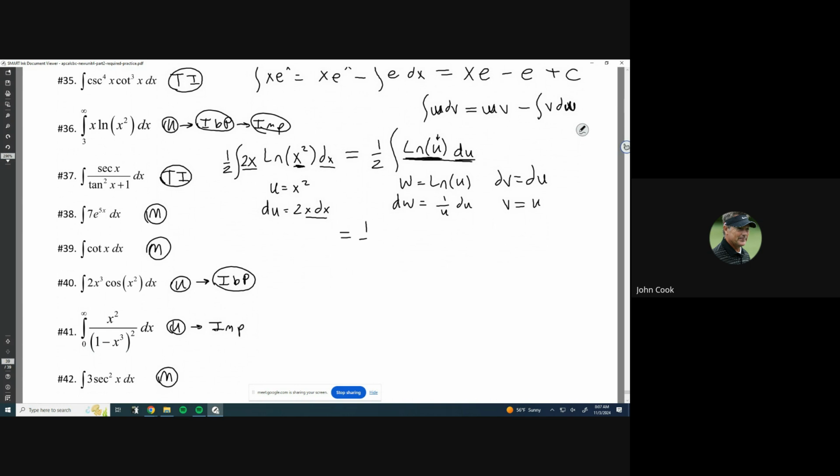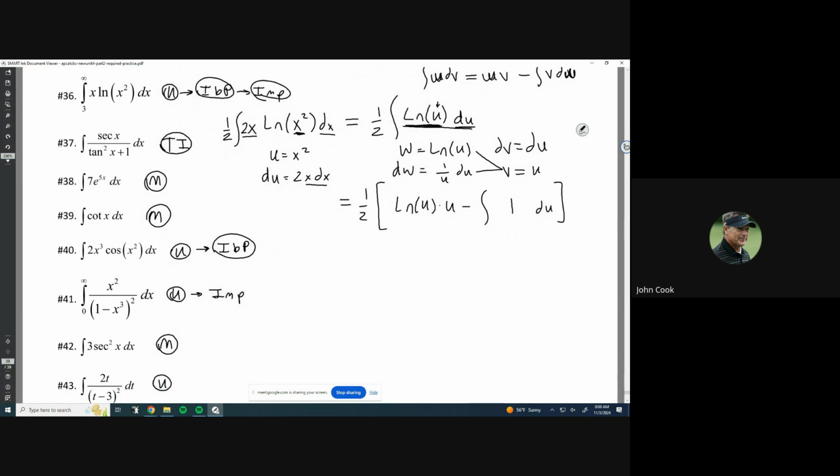It's going to be 1/2. And then let's see here. So it's going to be u times v. So this thing times this thing. So it's going to be natural log of u times u minus integral of v dw. So that's going to be u times 1/u du. See, that's actually going to be really nice because what happens to that u and that 1/u? They just multiply to become just 1. So now the antiderivative for this part's really, really easy.